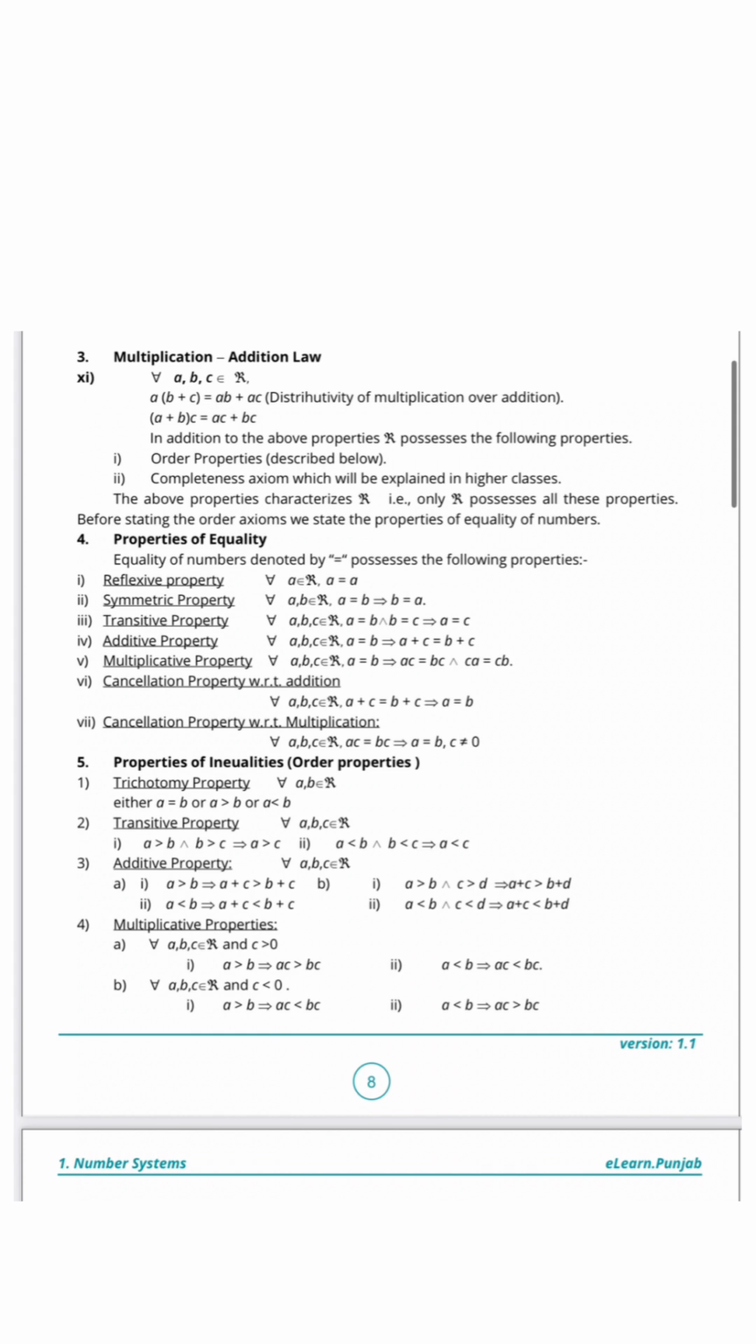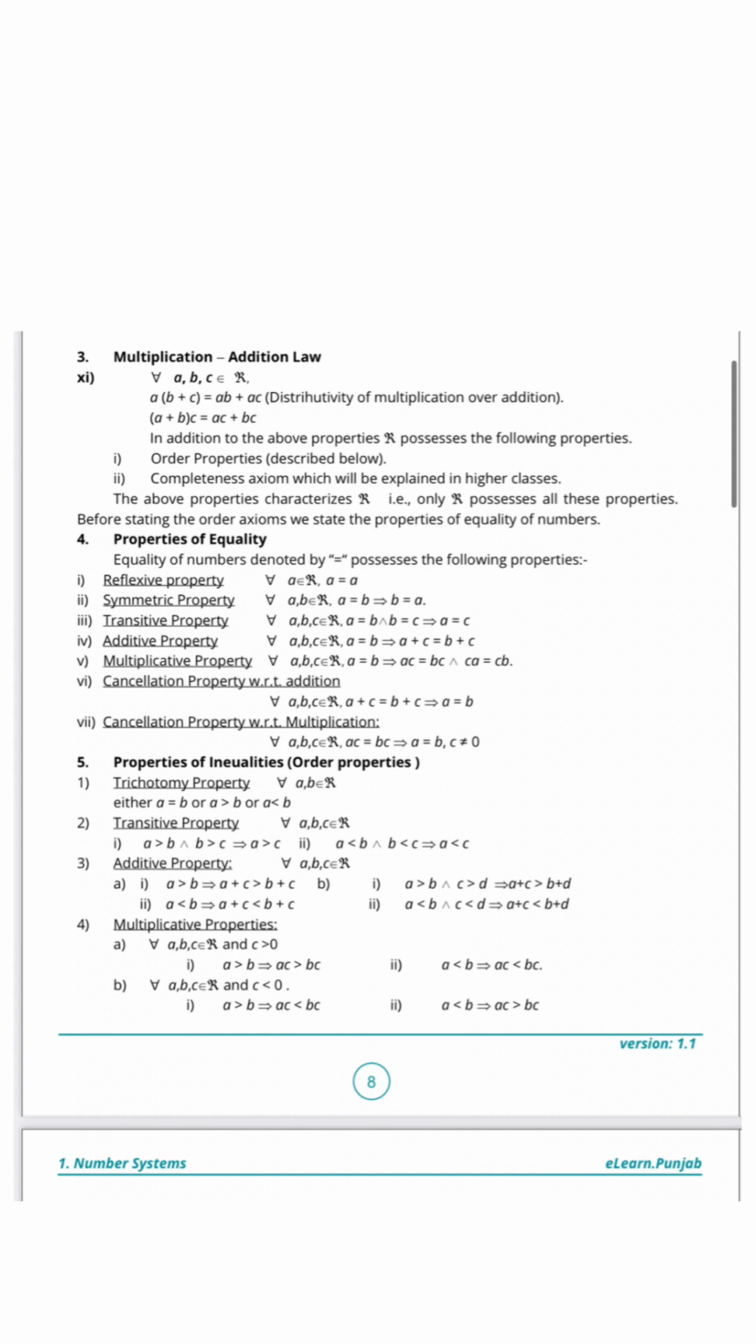Before stating the order axioms, we state the properties of equality of numbers. An axiom means that any number which has a certain identity. For example, now we are going to start the properties of equality. Properties means that the symbol of multiplication, the symbol of addition, and now the symbol of equal to have a lot of properties. Step by step, we have learned all of those.